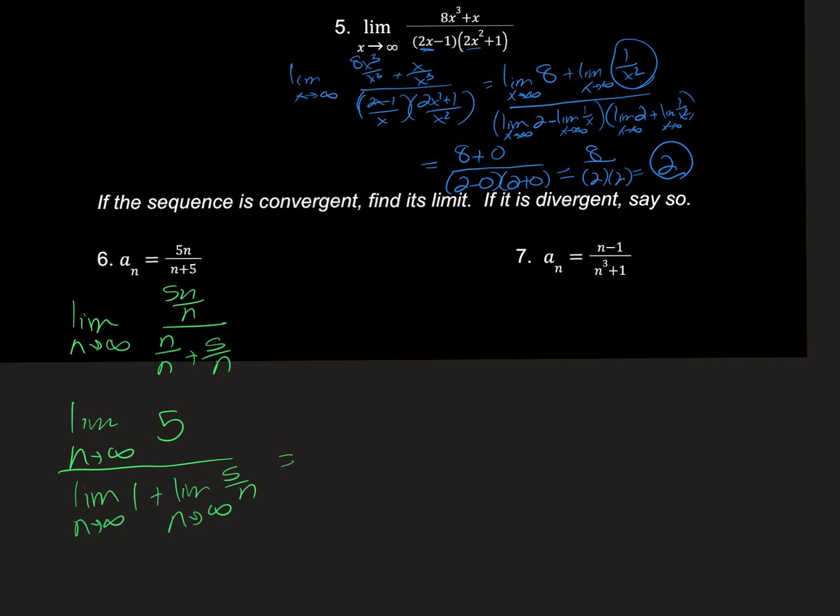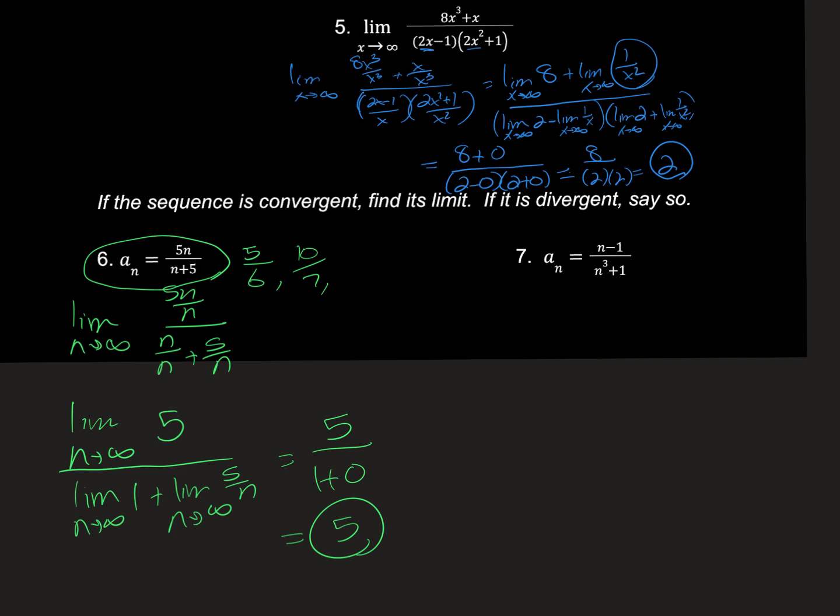Okay, my numerator is a constant, it's just 5. My denominator is going to be 1 plus the second limit, which is 0. It's just 5. Okay, so it's convergent. This sequence right here, if we were to add up the terms in it, it's going to get closer and closer to 5. Let's do a couple. If you plugged in 1, it'd be 5 over 6. If you plug in 2, it'd be 10 over 7. And if you kept on doing that, you're going to get closer and closer to 5. Just trust me, it's going to take us forever.